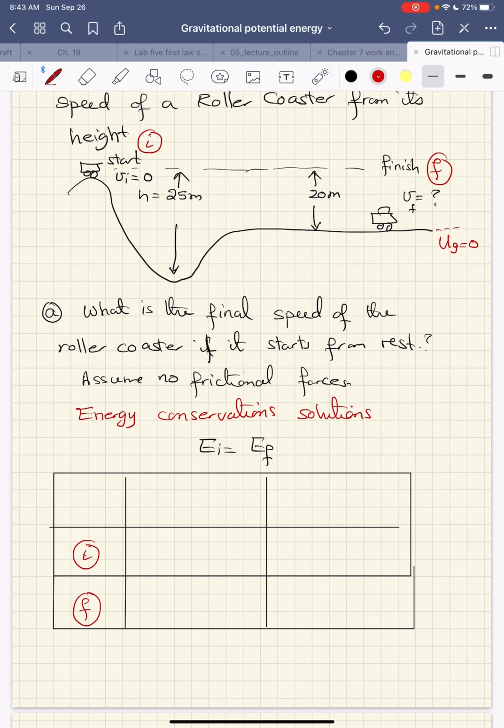And this is my final. For K in joules, for the initial, it was 0, and I need to find 1/2 mv final squared. Now for UG in joules, okay, if I look here, it is 20 meters above, then we're gonna say mgyi, and then when it reaches here, it will be 0.